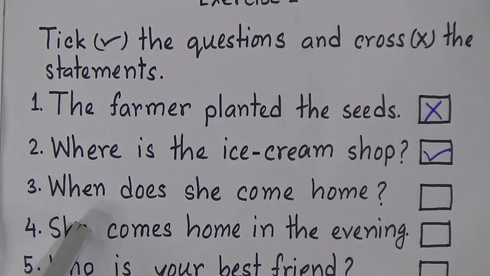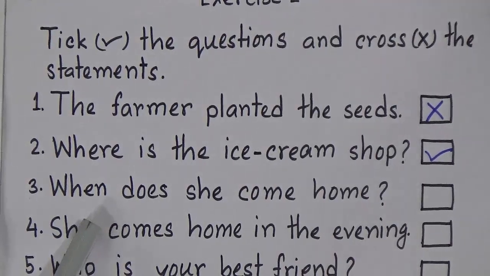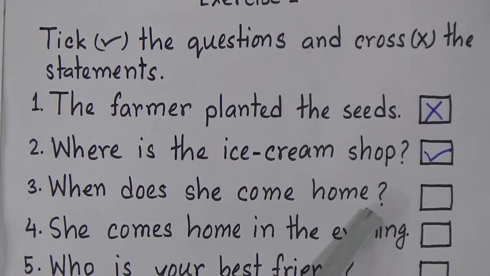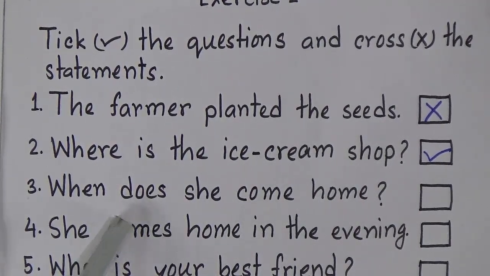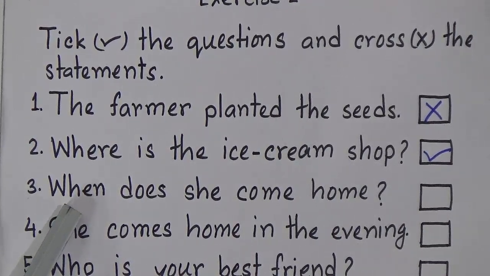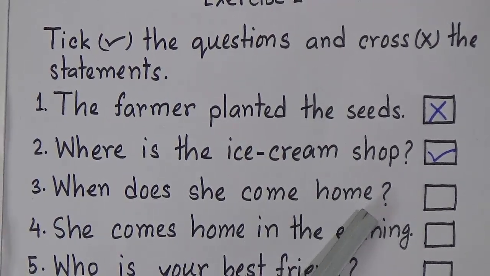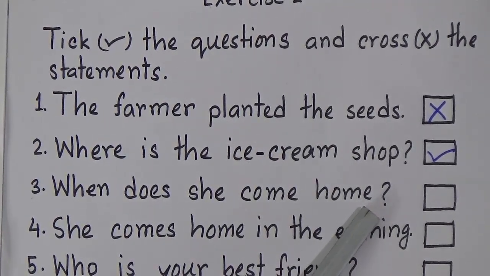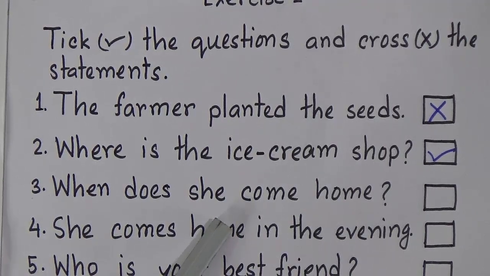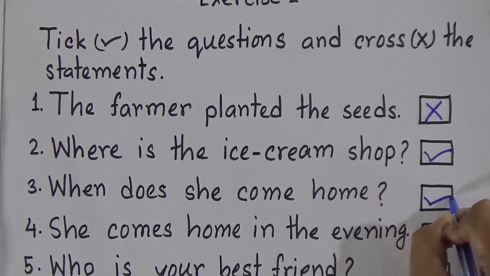Now number 3, when does she come home? Now look at the sentence. The sentence begins with the word when and ends with what? Full stop or question mark? Yes, question mark. So what is it? A question or a statement? Yes, you are correct. It's a question. So we'll give a tick here.